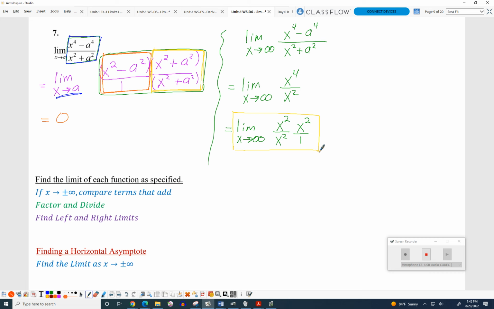Just summarizing for the video, since x is approaching infinity, I'm going to compare terms that add. So this is going to get very large as x becomes more and more positive. This, because a is a fixed value, won't change at all. It's just whatever it is. So something that gets larger and larger and larger added to a fixed value, the x to the fourth will dominate between those two terms. A similar idea with x squared in the bottom.